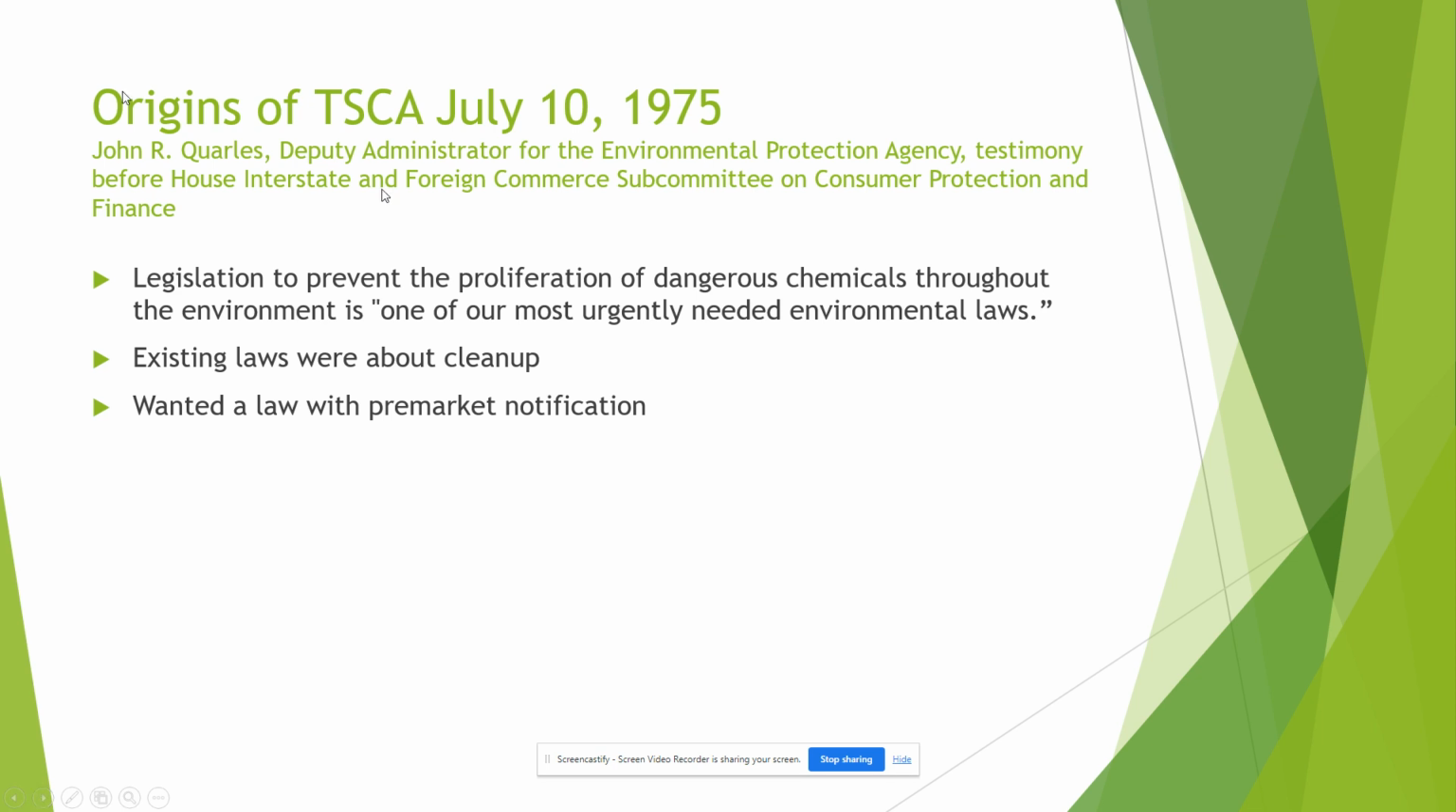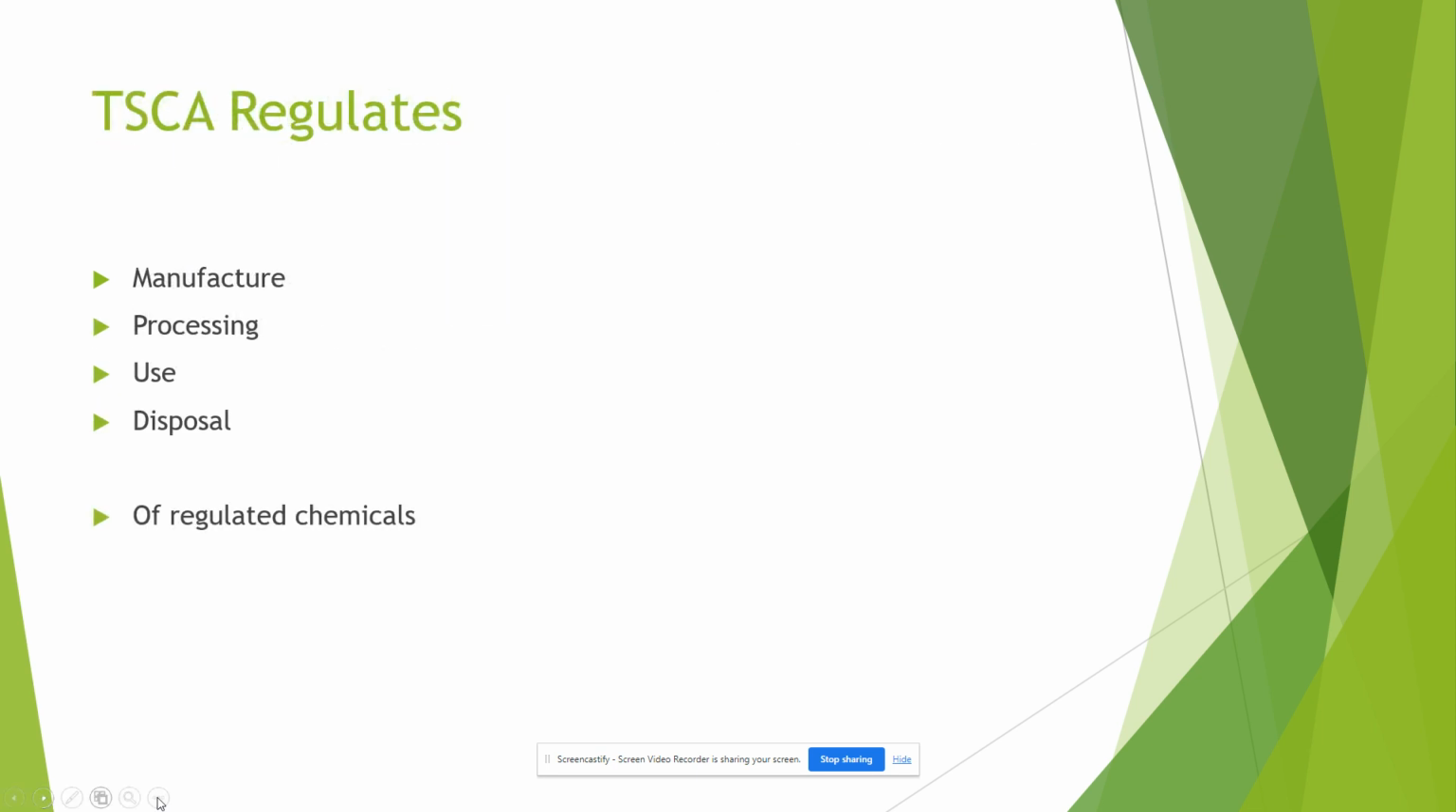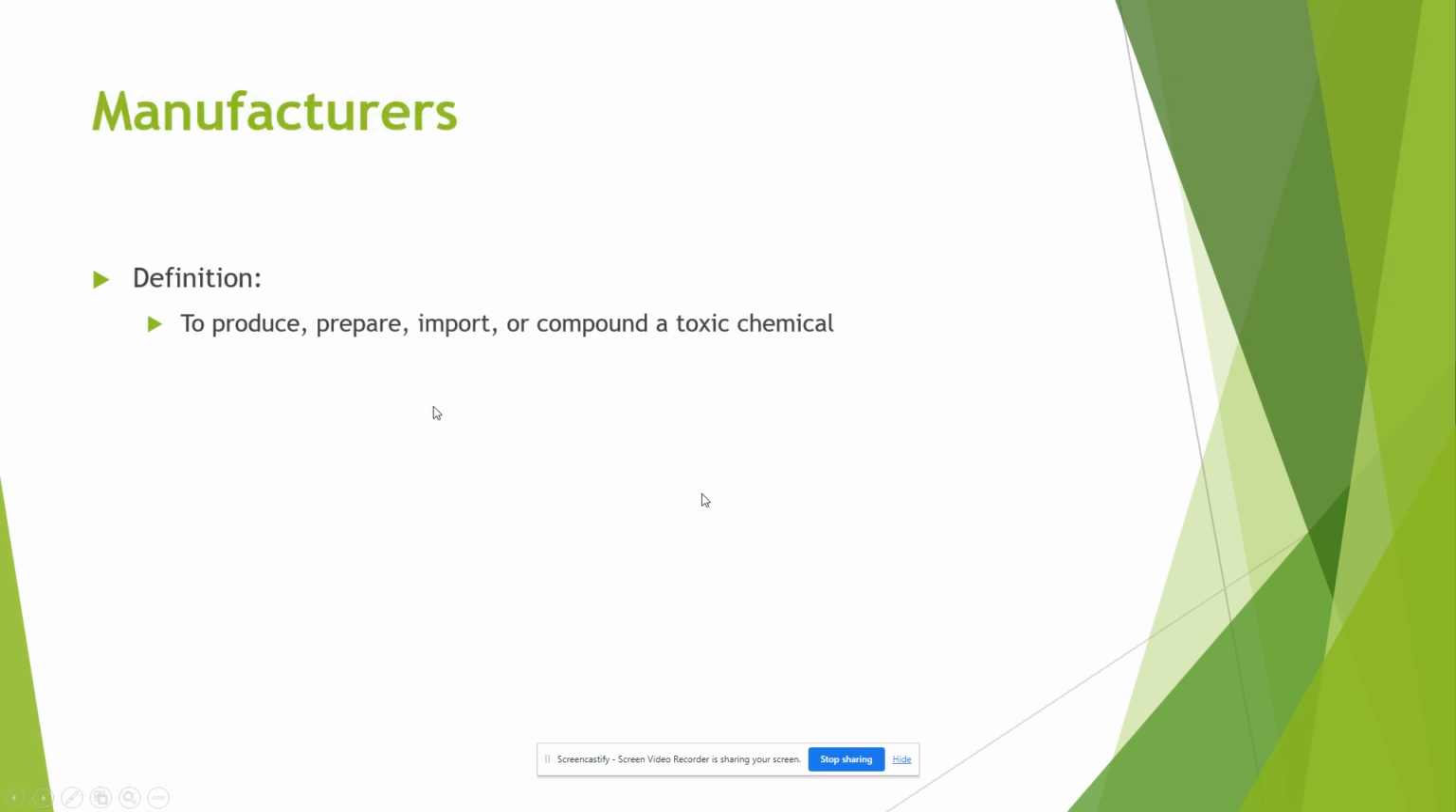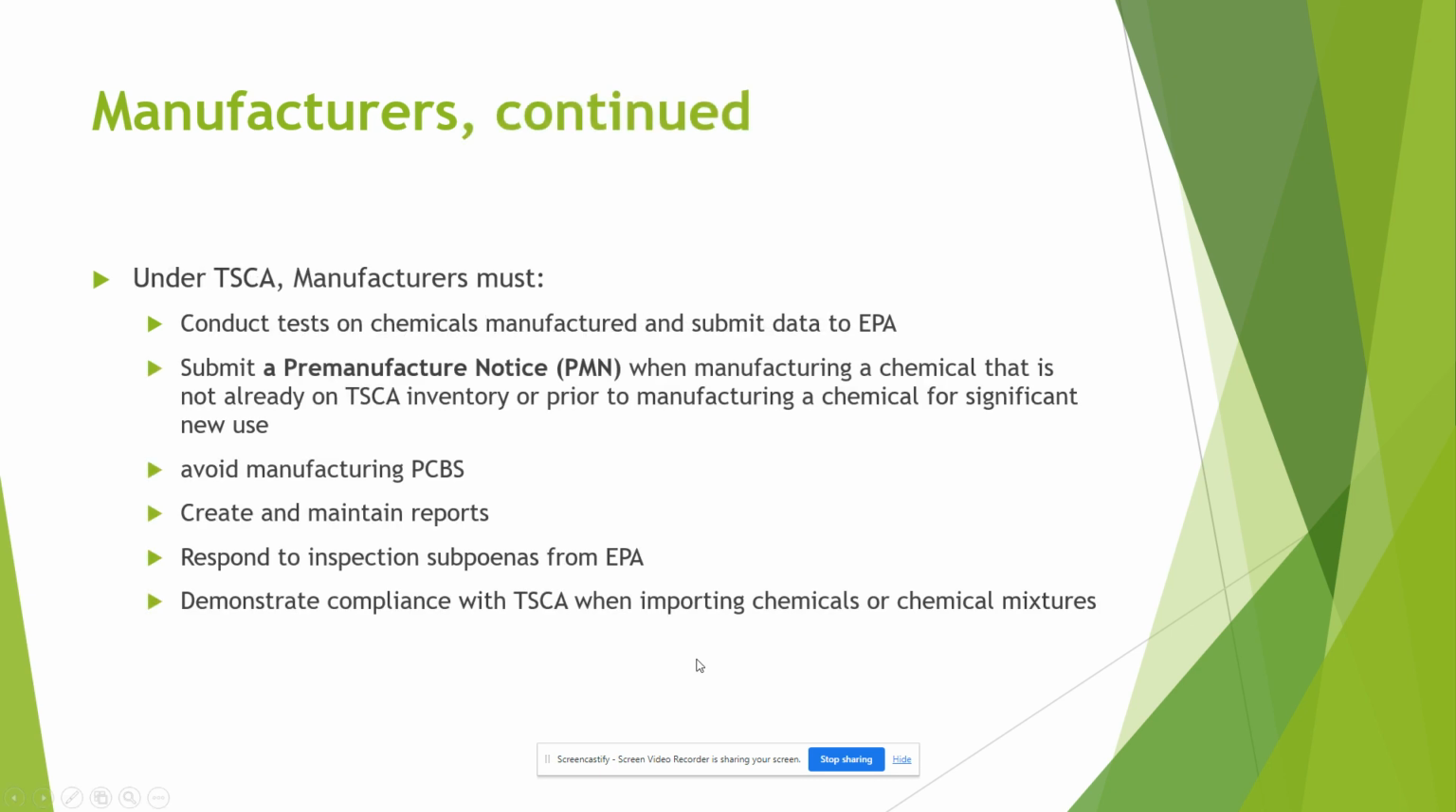So this was one of the administrators of the EPA in 1975 testifying, saying, we need legislation to prevent these dangerous chemicals being produced. Okay, so this is rather than disposal, but the manufacture and processing of what we call regulated chemicals. Okay, so what are manufacturers? Those who produce, prepare, import, or compound a toxic chemical.